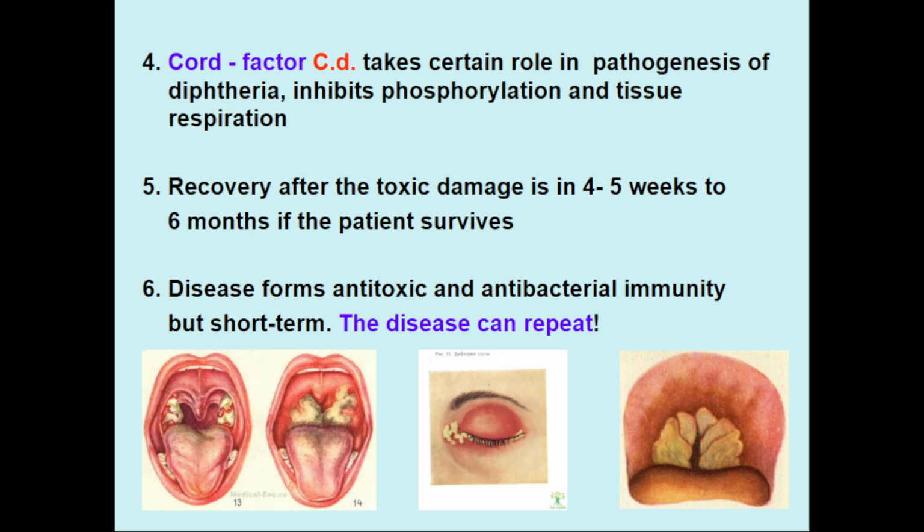Recovery after the toxic damage takes 4-5 weeks to 6 months if the patient survives. The disease forms antitoxic and antibacterial immunity, but short-term. So antibacterial immunity forms, but for a short term. Antitoxic immunity usually lasts longer, but because antibacterial immunity is short-term, the disease can repeat.